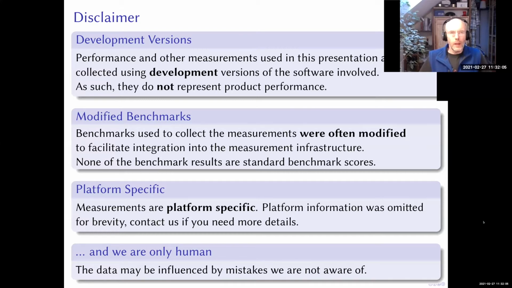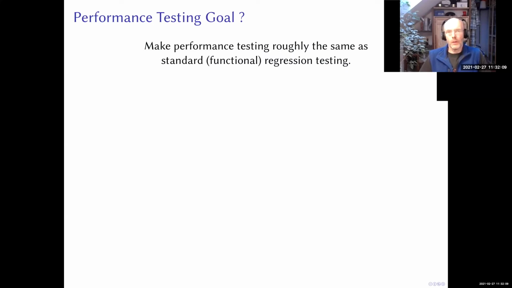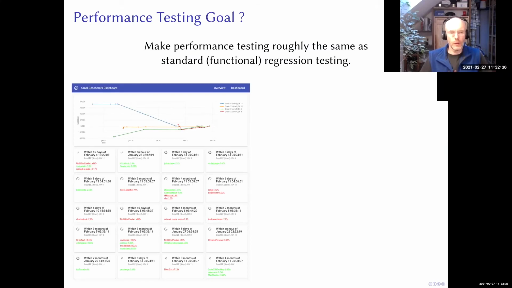So anyway, what is our performance testing goal? We really want to make performance testing roughly the same as standard functional regression testing. So we assume people would just commit their modifications of Graal to a pipeline. Alongside the standard regression tests, we would run the performance tests and also send back notifications to the developer when a particular commit breaks performance. We did write a small dashboard that does roughly that. You see a screenshot here.